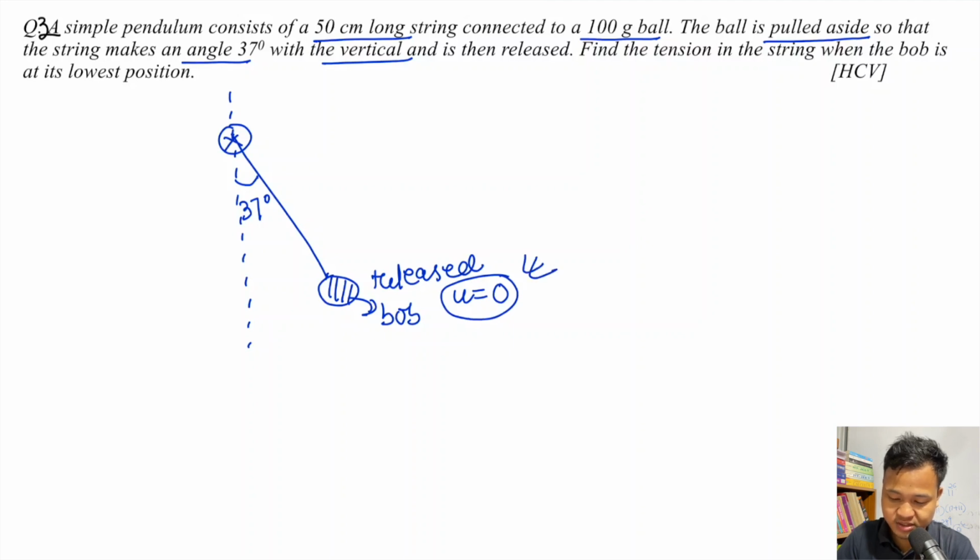Find the tension when the string is at the lowest point. So the bob comes to the lowest point. What is the tension here? First we have to conserve energy, right? So if you look at this and this, the bob has descended by a height of h.